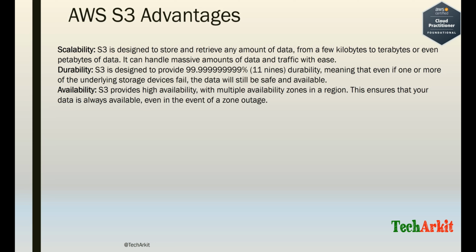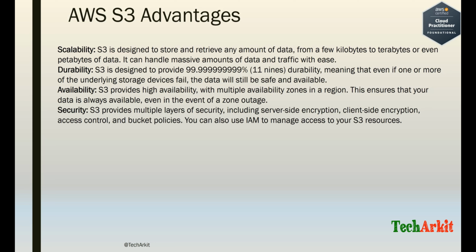Availability: what availability are they giving? S3 provides high availability with multiple availability zones in a region. This ensures that your data is always available even in the event of a zone outage. The data is copied to multiple zones by default whenever you upload any object, so there are multiple copies in different locations.